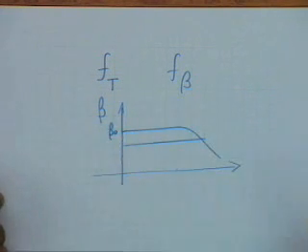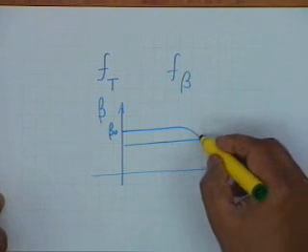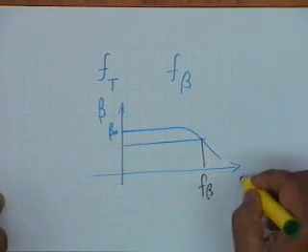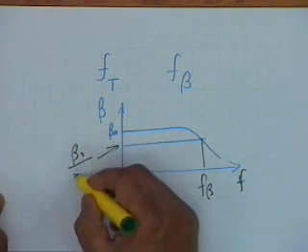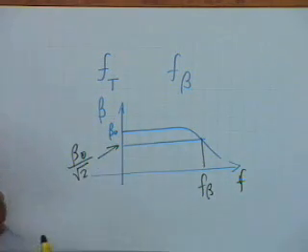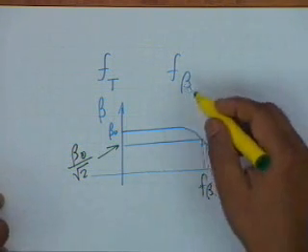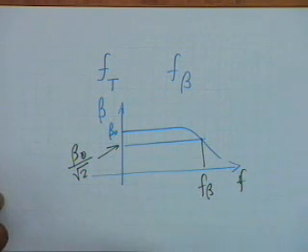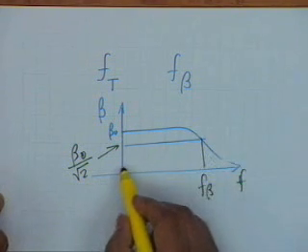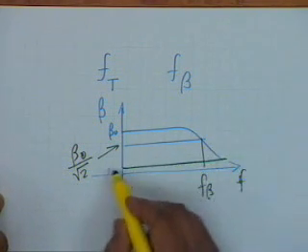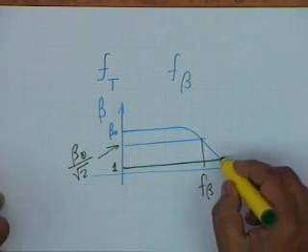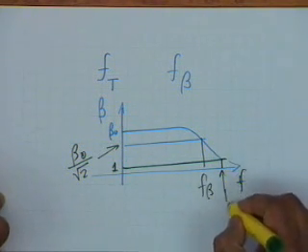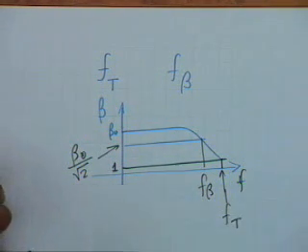Beta is a constant at beta 0, and then at some frequency F beta, the value becomes beta 0 by root 2. And this is called the beta cutoff frequency. And the frequency at which the value of beta becomes equal to 1 is the so-called transition frequency, or F sub t.